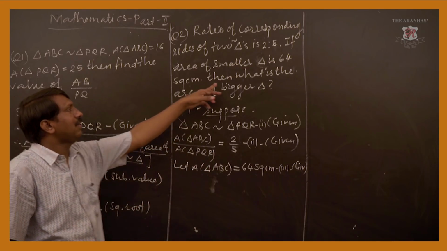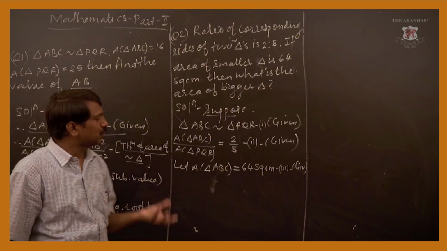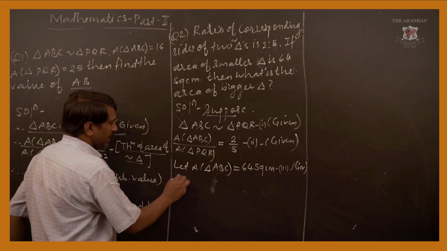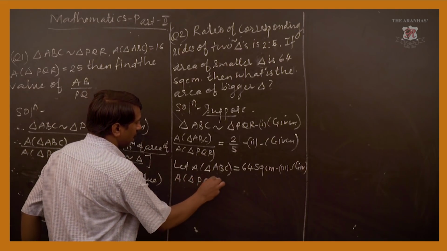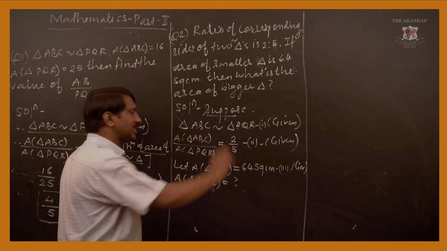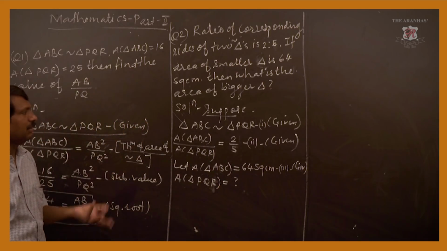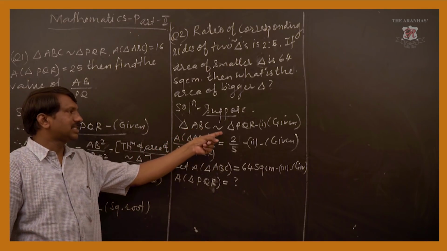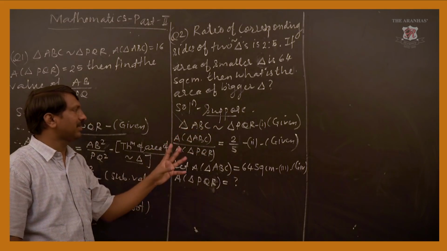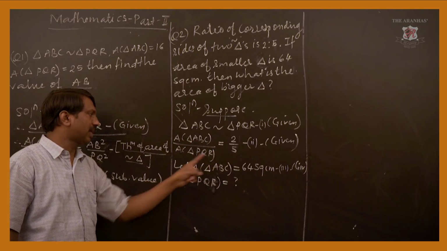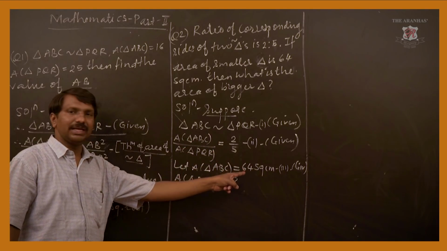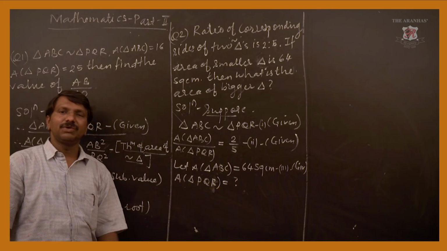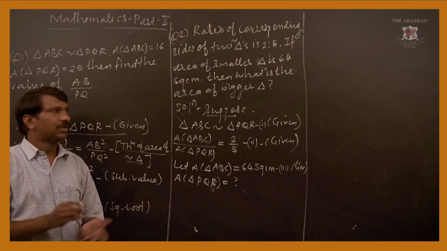And they ask what is the area of the bigger triangle. Immediately we know the remaining one is PQR. So here we mention area of triangle PQR equals question mark. Now it's time to substitute the values. Already we know triangle ABC is similar to triangle PQR, and the ratio is 2:5. Triangle ABC is the smaller triangle with area 64 square centimeter. We have to find the area of triangle PQR, the greater one. So we'll start.